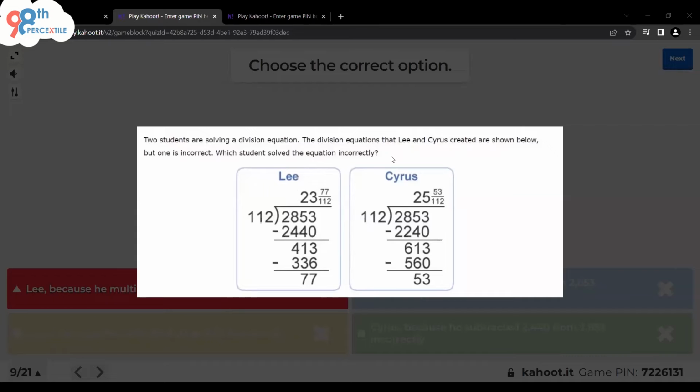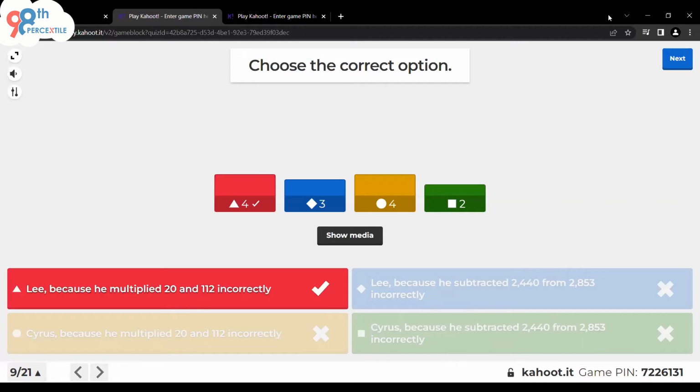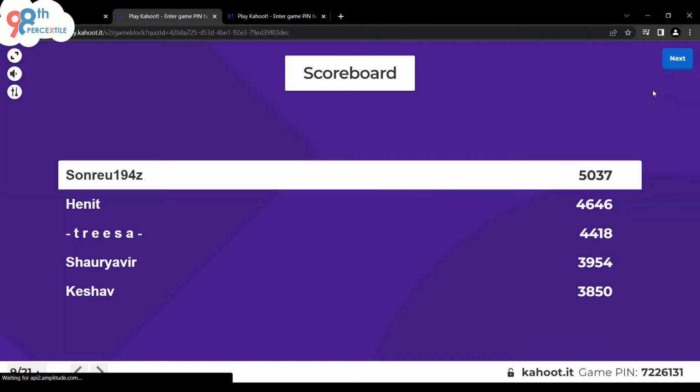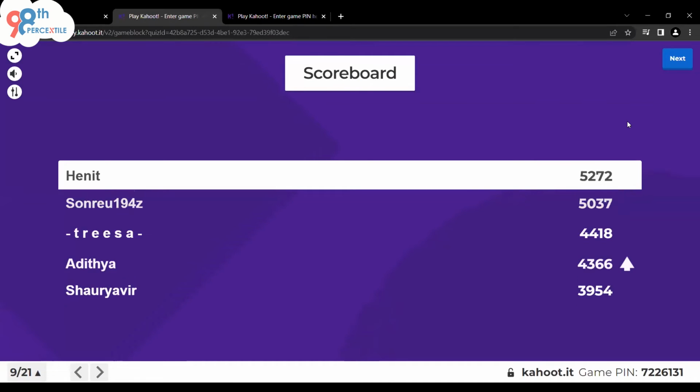Again, not much to explain over here, but yes, like I said, you need to be very thorough as to how you're solving. So just a little pointer for you people. Over here, we can see that both of them were supposed to be doing the calculations of the same numbers. So what you could have done is you could have actually divided this by yourself and then compared your answers with Lee and Cyrus. So that was one of the best ways of going through this.